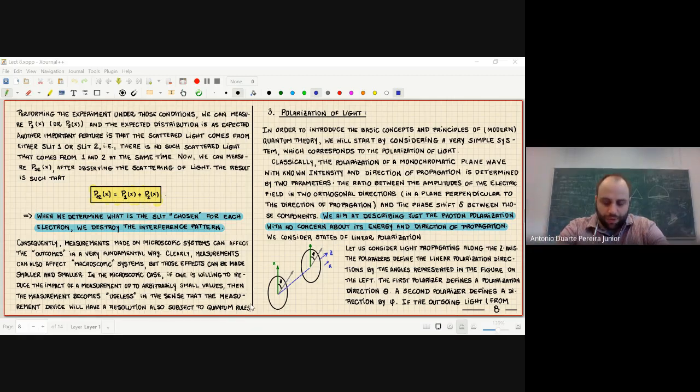If the first polarizer is in the direction theta, and the second polarizer is also placed in the direction theta, this is what you observe. If I throw light of intensity I naught, it will pass through the first polarizer and have some different intensity I. And if the angle of the second polarizer is also theta, then I see the intensity of the light after the second polarizer as identical to the intensity in between the polarizers.